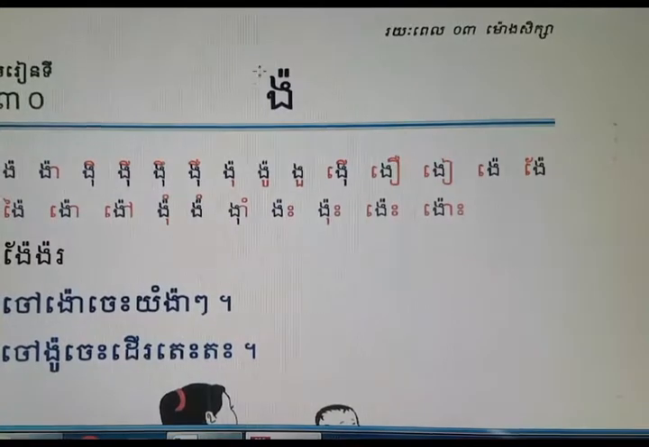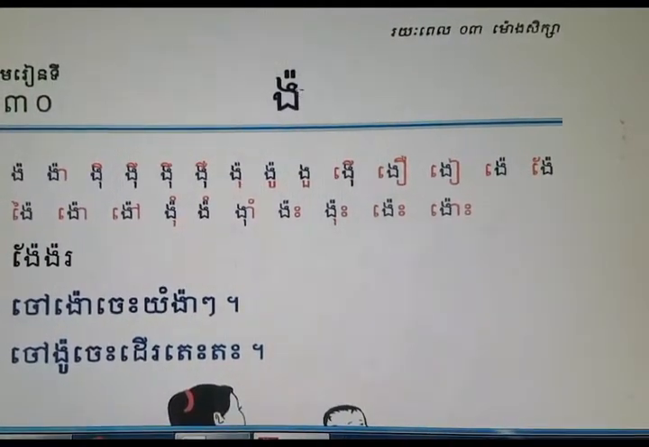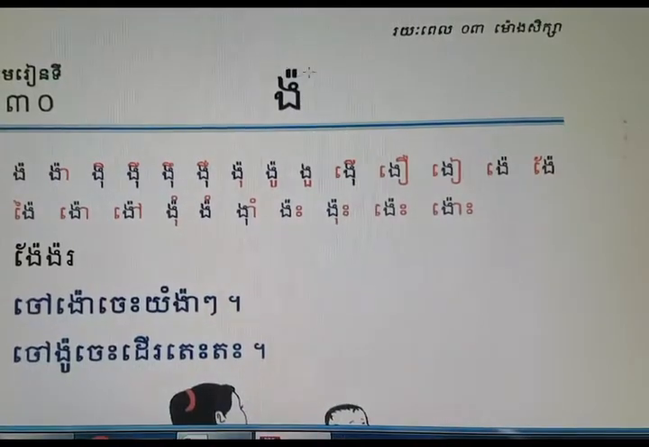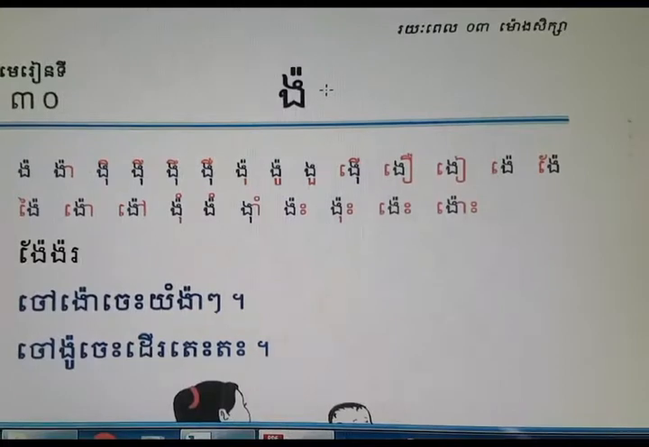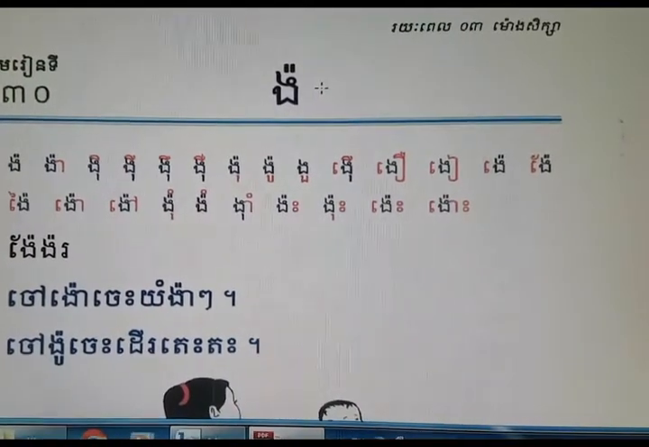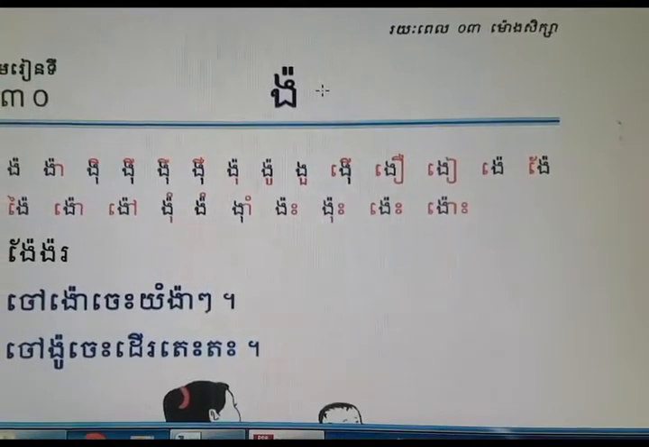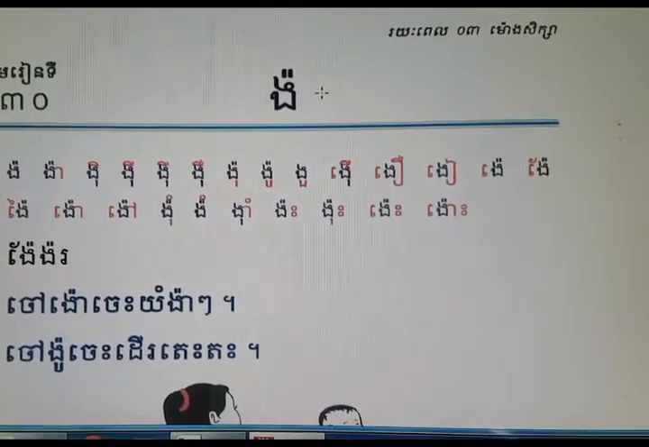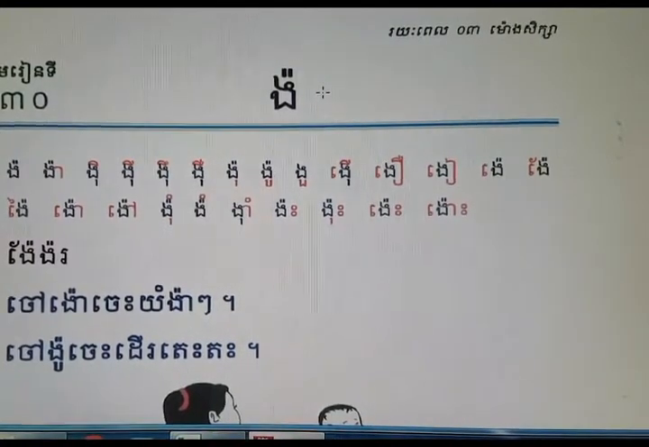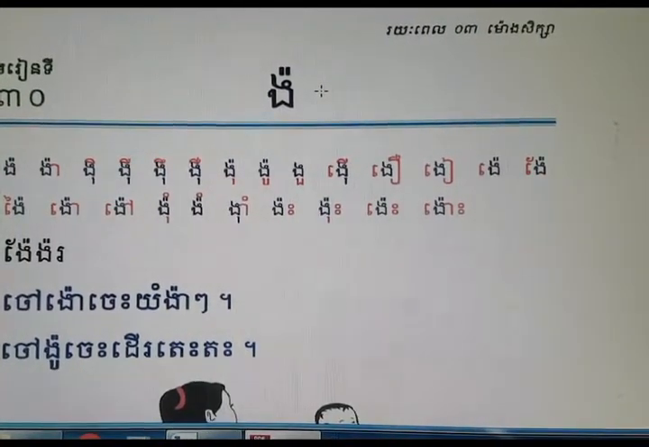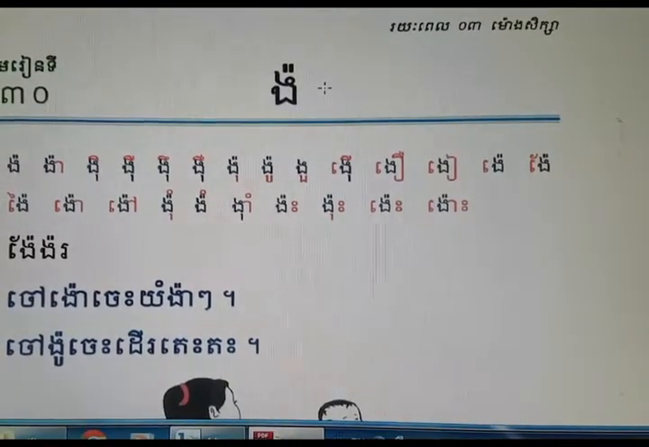You see the little dot here on the ngo, 2 dots here on top of the ngo. So this sign is to make the O sound become the O sound in the Khmer language. As I mentioned earlier, there are two important sounds in this language, the first series and the second series. The first series we call O, and the second series we call O.